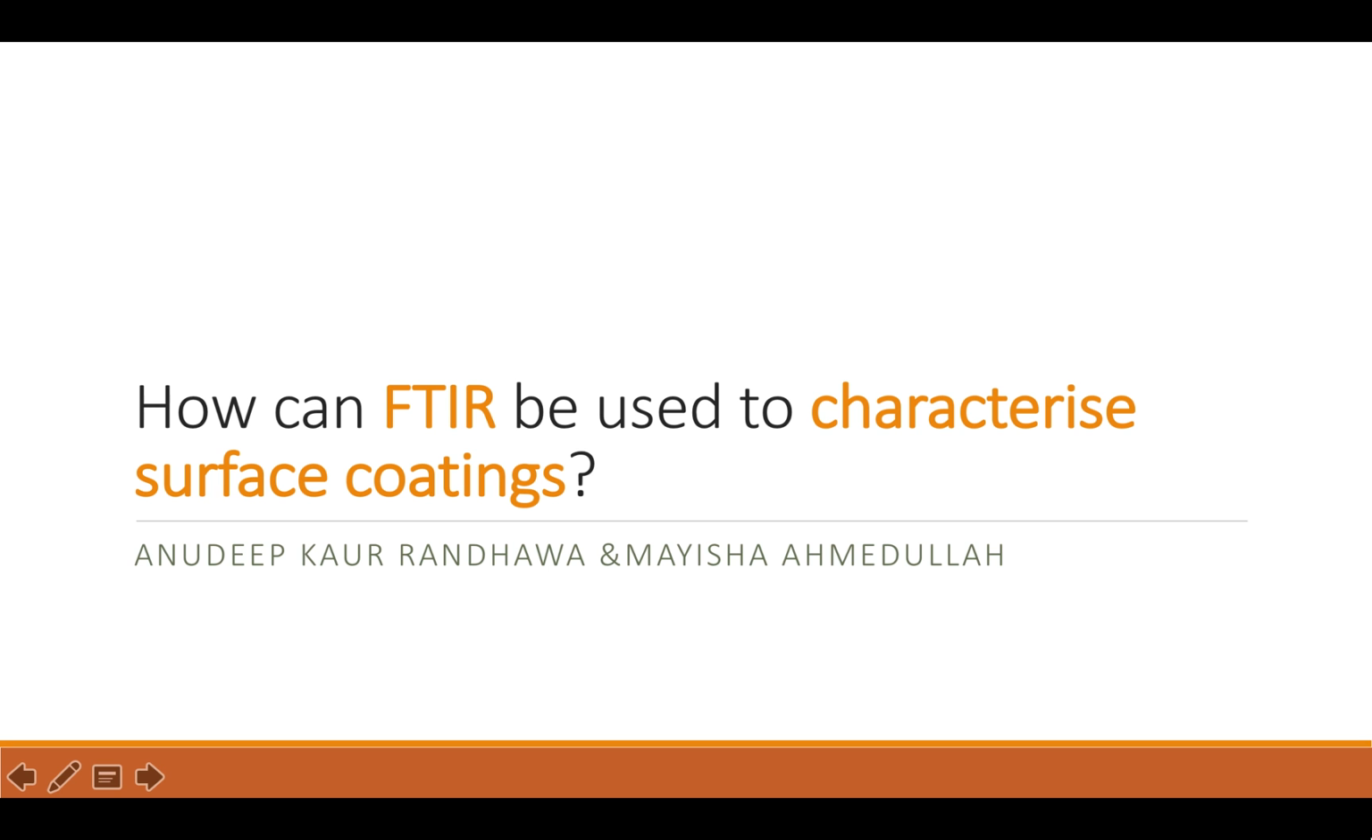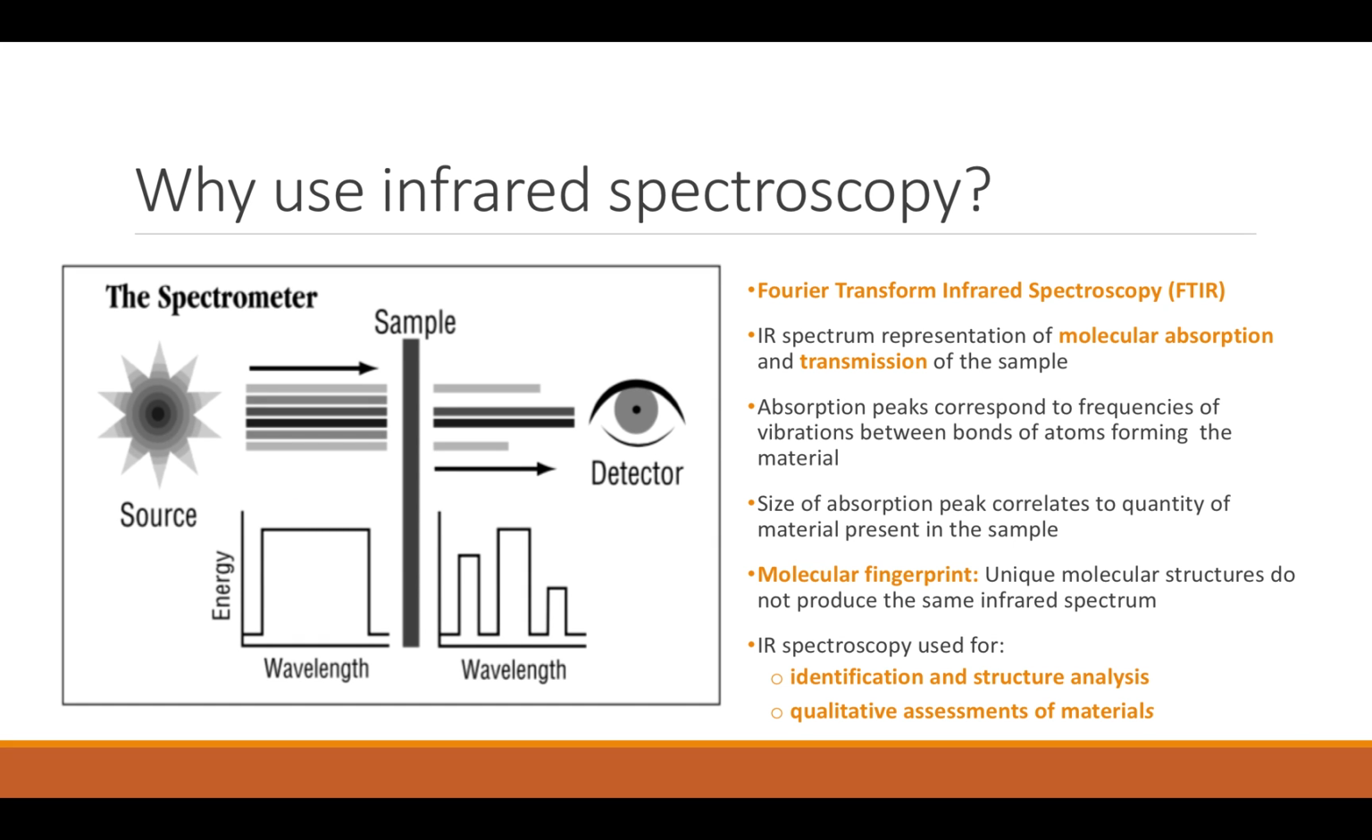How can FTIR be used to characterize surface coatings? Why use infrared spectroscopy? FTIR stands for Fourier Transform Infrared Spectroscopy, a widely used method of infrared spectroscopy.